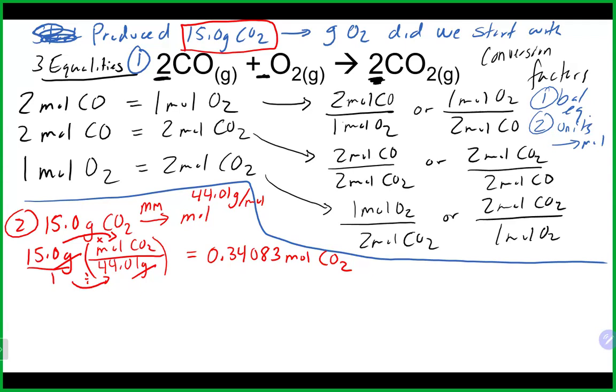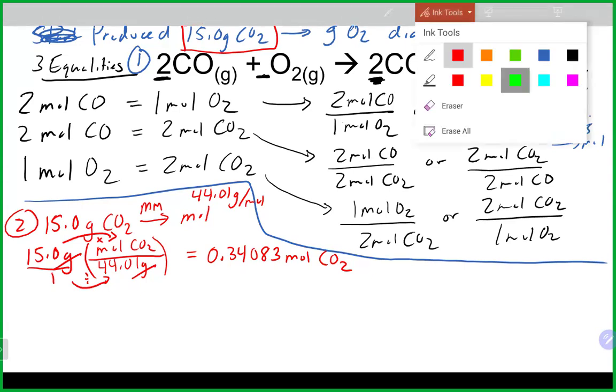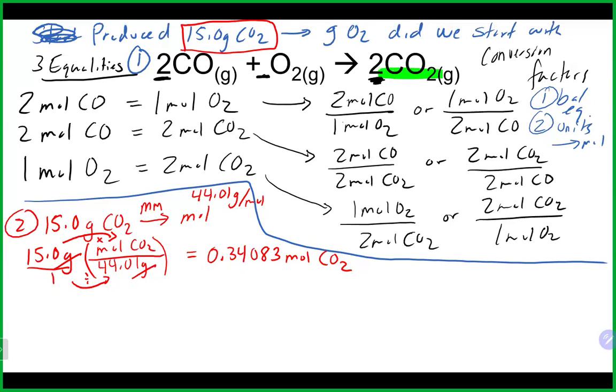I am now sitting right about here. I now have moles of CO2, right? I'm over here, but I'm not really interested in that. Ultimately, I'm interested in which one? I'm interested in grams of O2. So I need a way to get rid of the CO2 and end up with the O2. This is pretty much what stoichiometry is. We need a conversion factor.